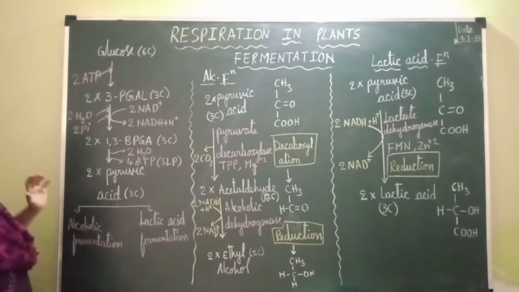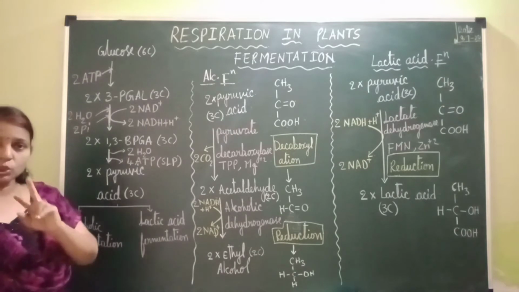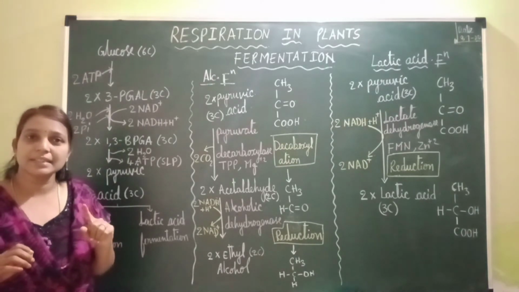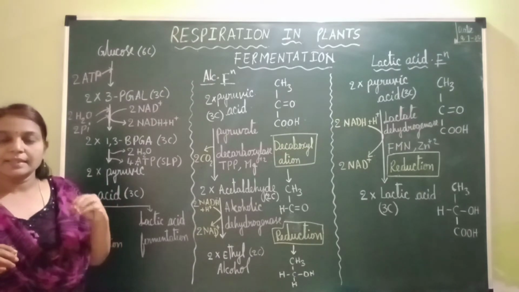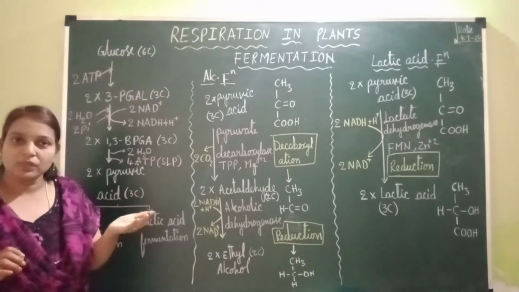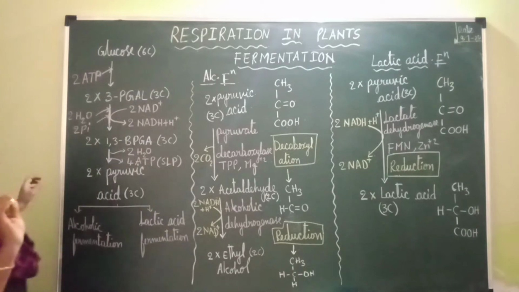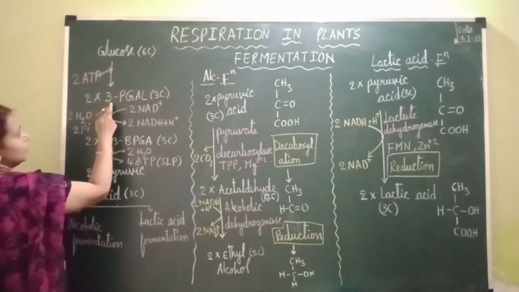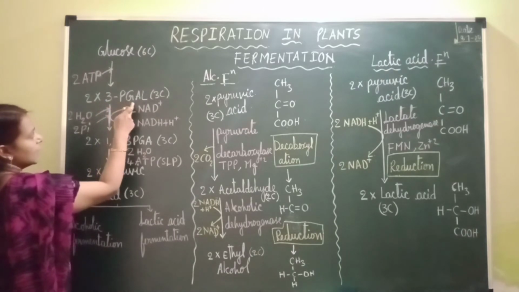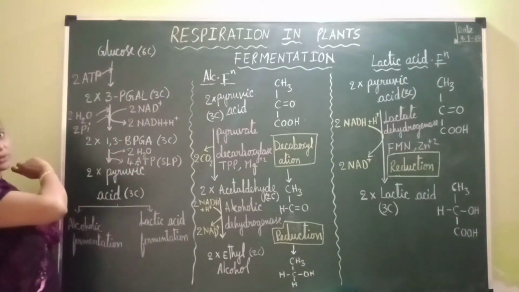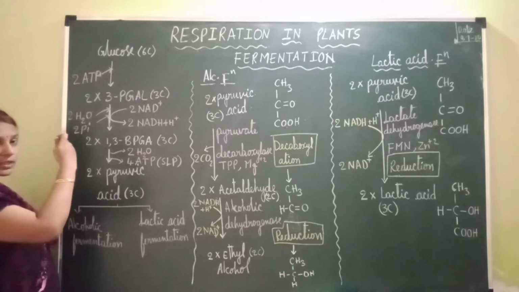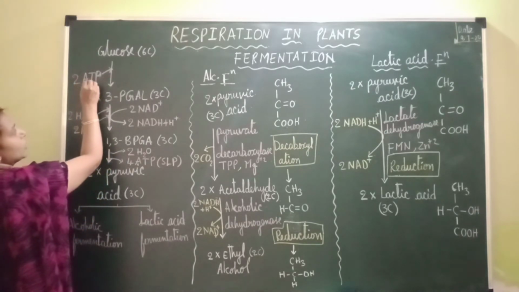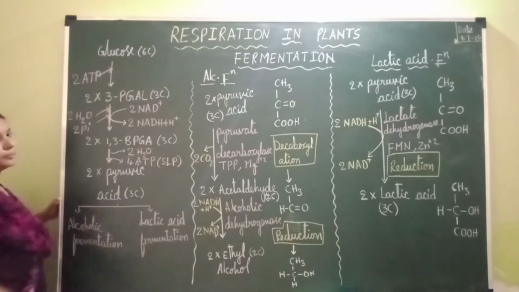So what happens in glycolysis? Glycolysis consists of two phases. The first phase is called the energy consuming phase and the second phase is called the energy releasing phase or payoff phase. So what happens during the energy consuming phase? Glucose will be converted into two molecules of 3-PGAL by the end of the energy consuming phase, that is by the end of the first 5 steps. During this energy consuming phase, two molecules of ATP are consumed.